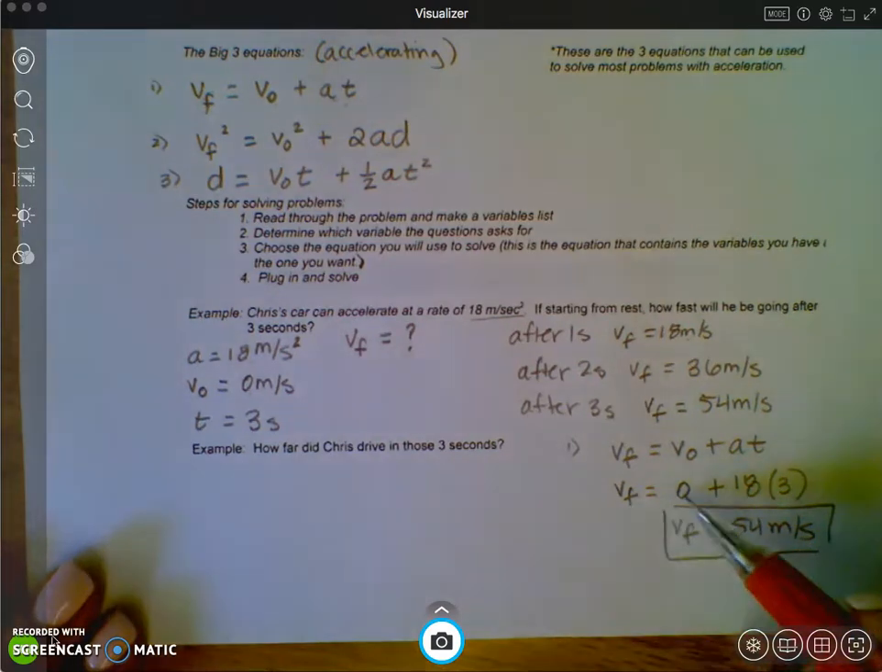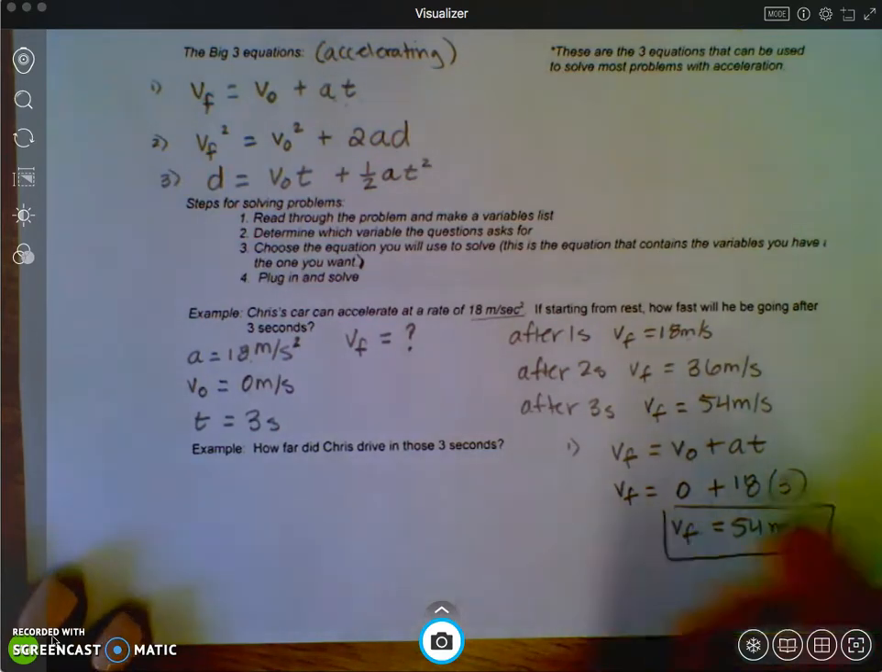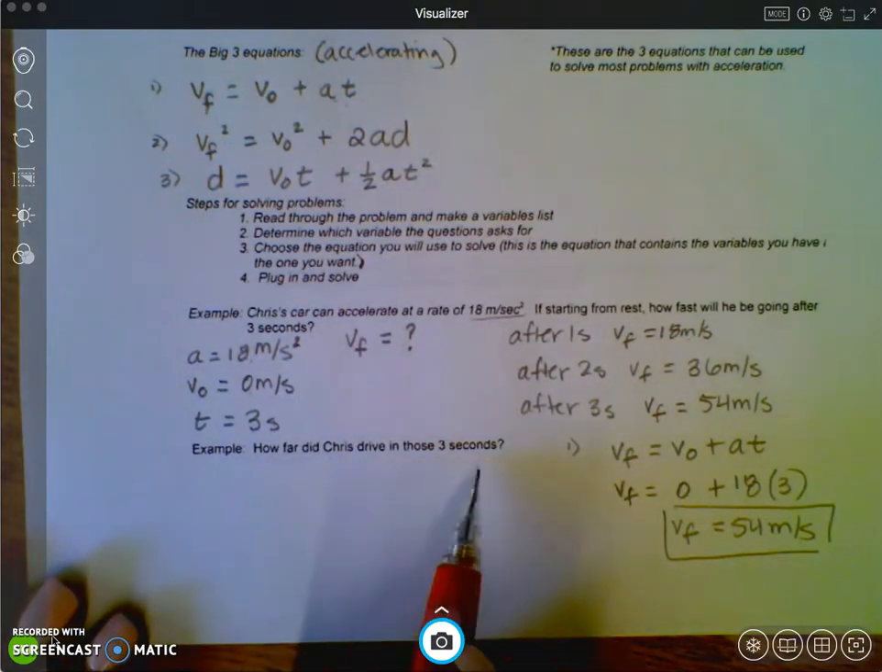You do not have to carry your units through the equation because it gets really confusing. So I'd actually recommend not doing that. Okay? Now, this example is continuing off of this one. So how far did Chris drive in those 3 seconds?